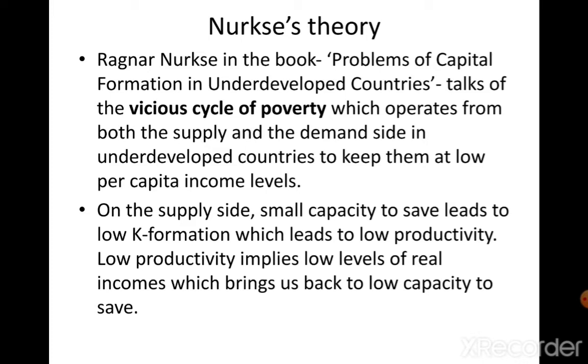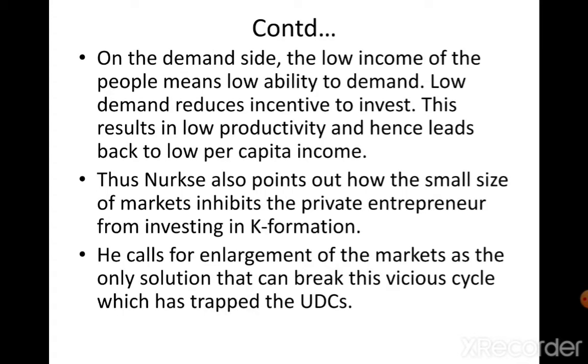So on the supply side, you're a low income country, so you have a small capacity to save. As you cannot save much, you cannot invest much, so your capital formation levels will be low. With low capital formation, you will have low productivity. Low productivity will again lead back to low levels of per capita income, which means again low capacity to save. So on the supply side, you can see how the vicious cycle of poverty means you are poor because you are poor. Now on the demand side, how does it work?